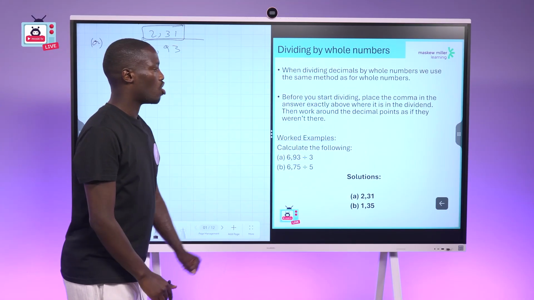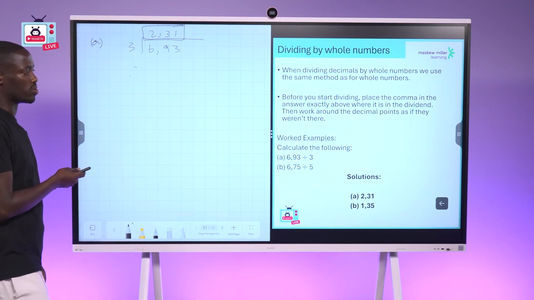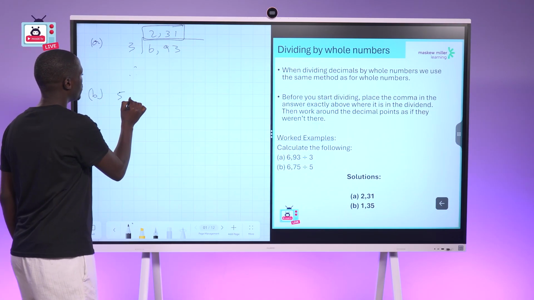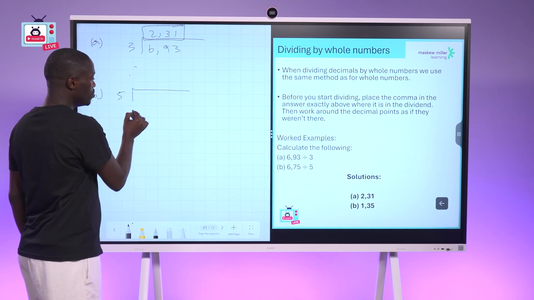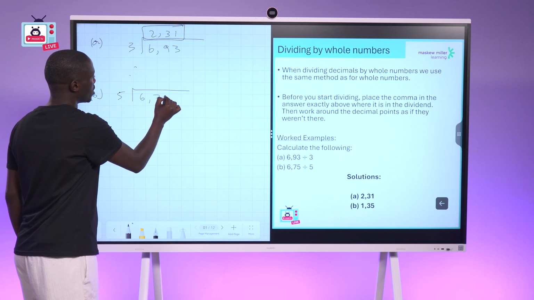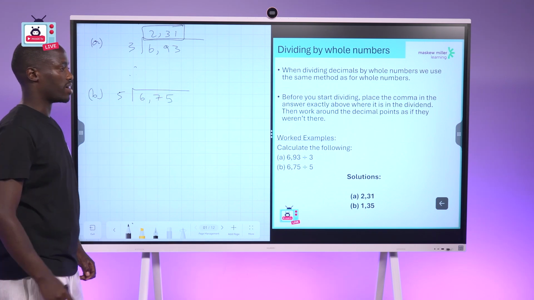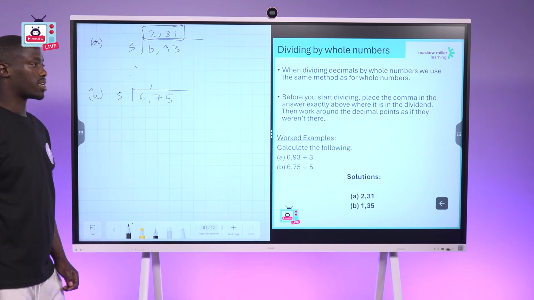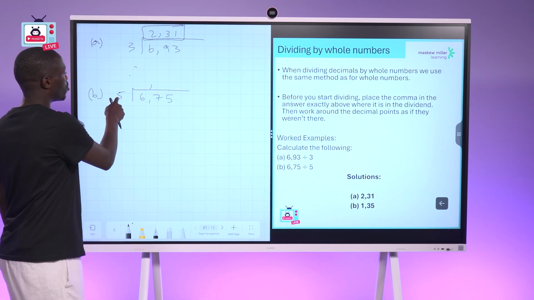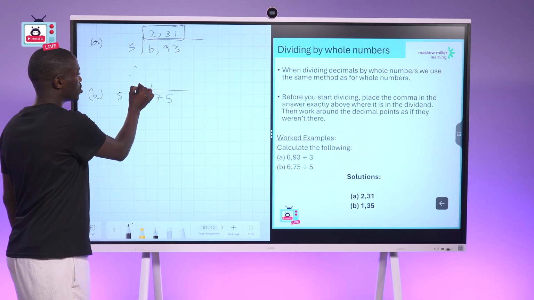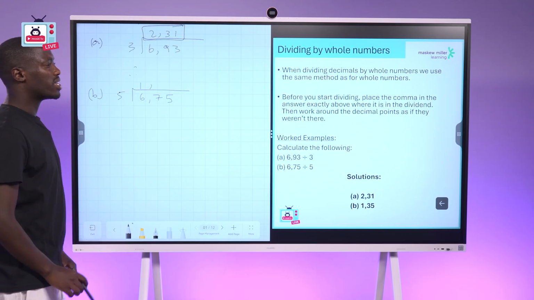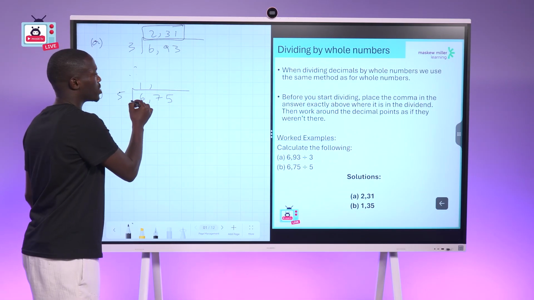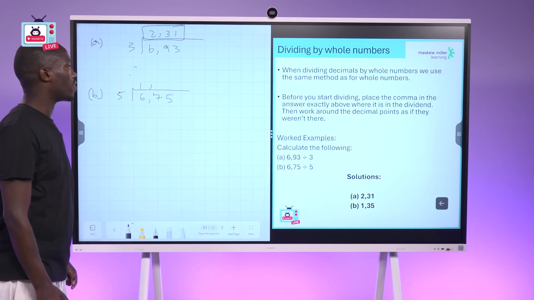Now, let's see on the next example, how do we deal with this one? B. B is saying we have 5. You are dividing it into 6.75. Now, you ask yourself, this is a decimal, you put it exactly straight to it. You ask yourself, how many times does 5 go into 6? It goes there once. But it leaves a remainder of what? Of 1. And then that one, what do we do with that one? We carry over to the number on the right.